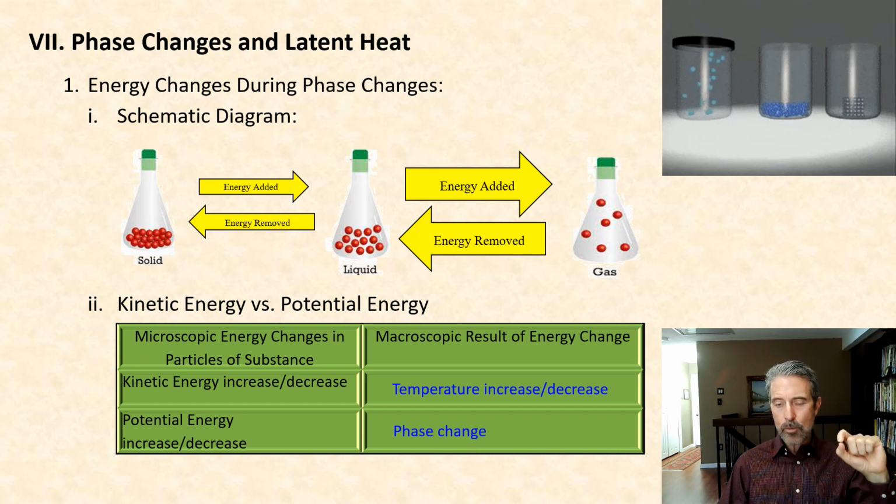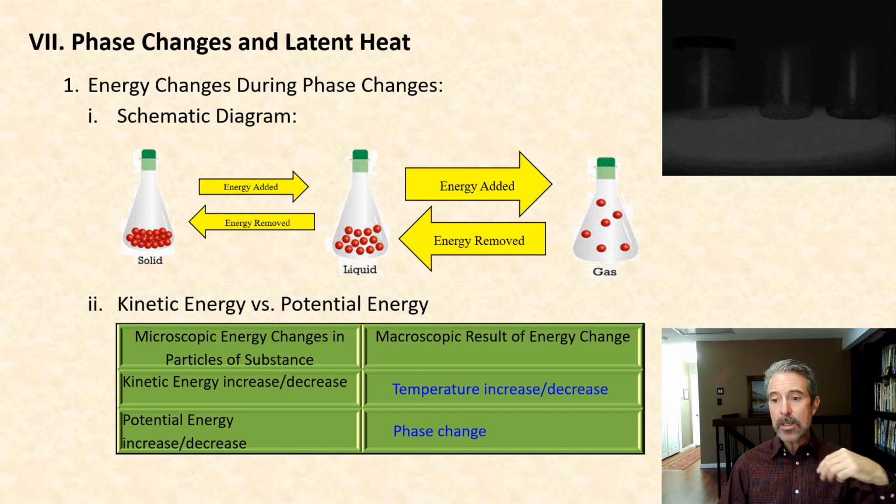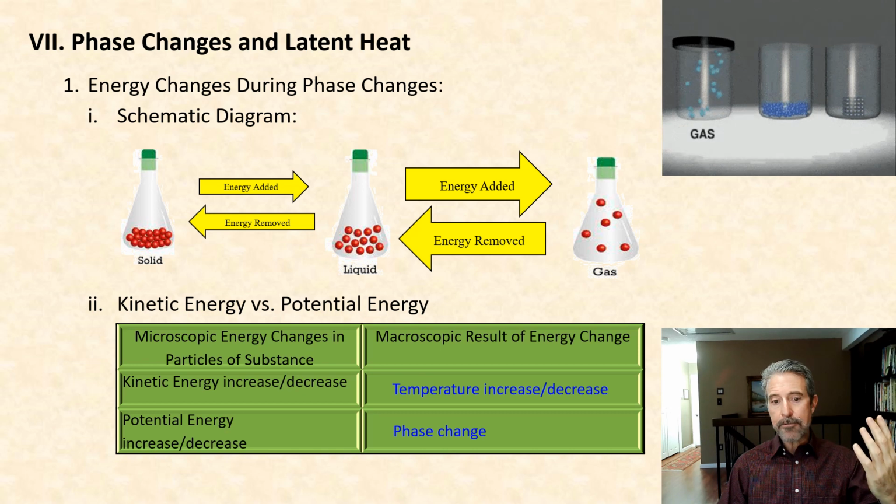So you see here that when you add energy, that energy can go into either increasing the speed or kinetic energy of the particles. That corresponds to a temperature change, or it can go into changing the particle spacing, that is moving the particles further apart or closer together, and that change in particle spacing is what we refer to as a phase change, where we're changing the potential energy stored in the particles.